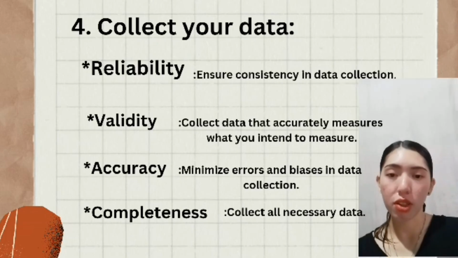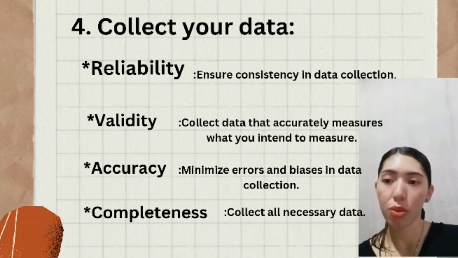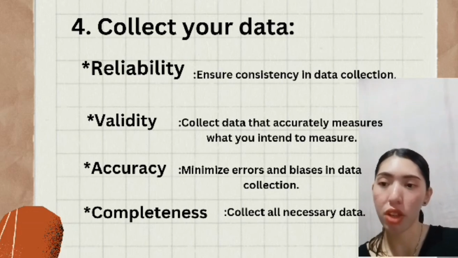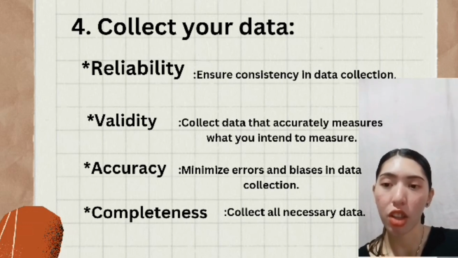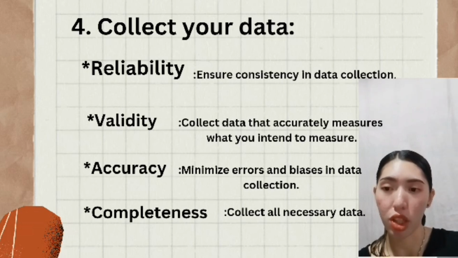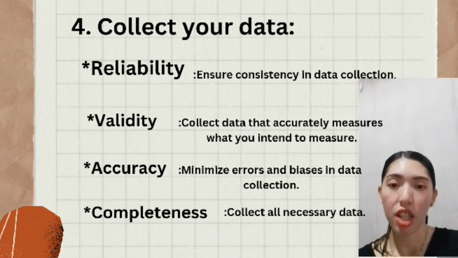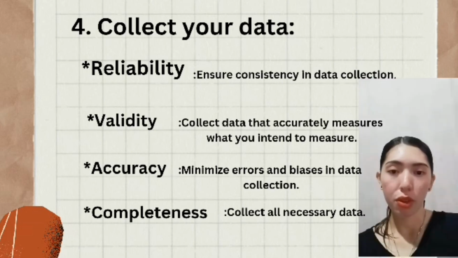The fourth one is collect your data. There are four parts. The first one is reliability. Reliability ensures consistency in data collection. The second one is validity. Validity is to collect data that accurately measures what you intend to measure. And the third one is accuracy. Minimize errors and biases in data collection. The last one is completeness. Collect all necessary data.